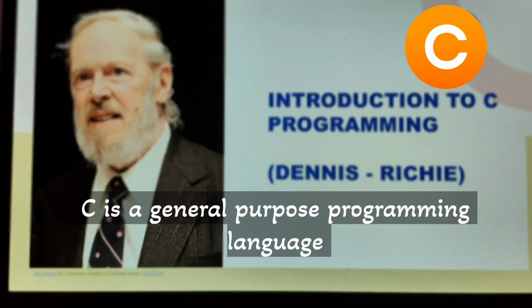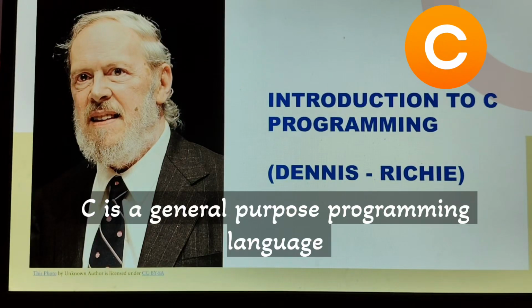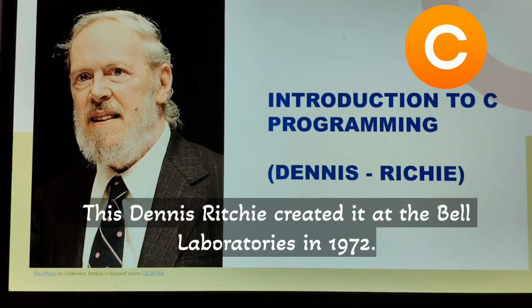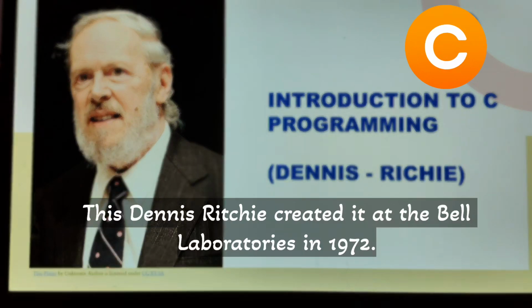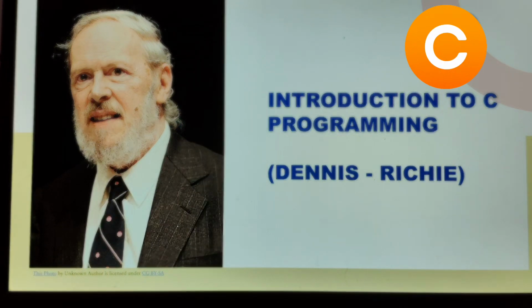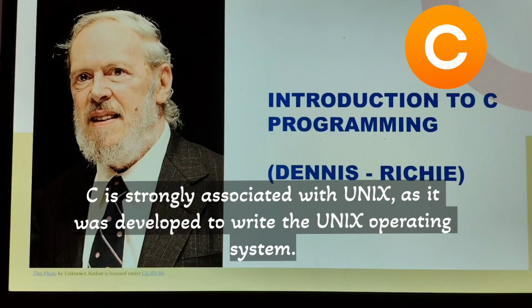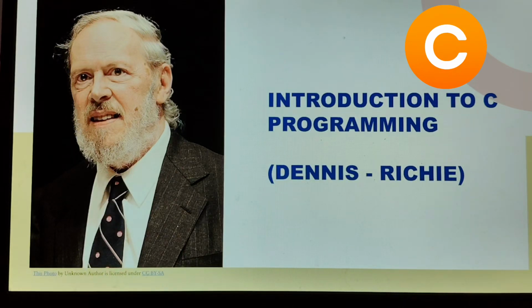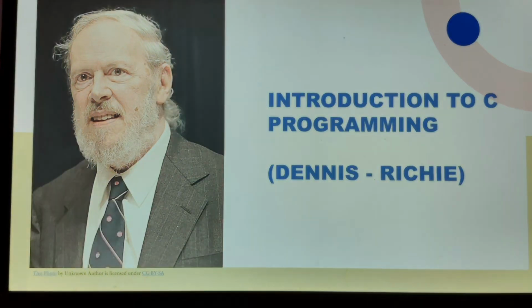C is a general purpose programming language. Dennis Ritchie created it at Bell Laboratories in the 1970s, particularly in 1972. C is strongly associated with Unix as it was developed to write the Unix operating system. So we need to remember that Dennis Ritchie is the one who created C programming.